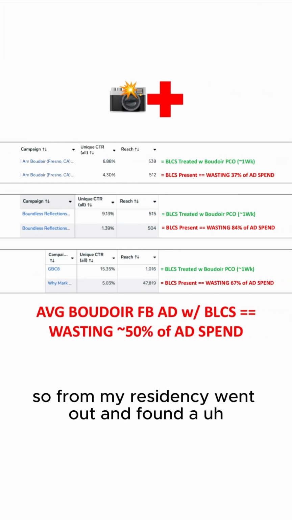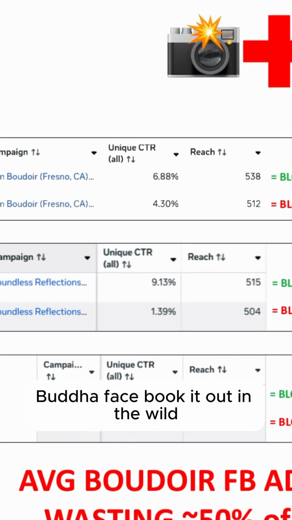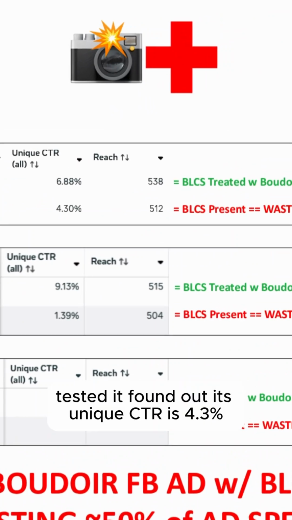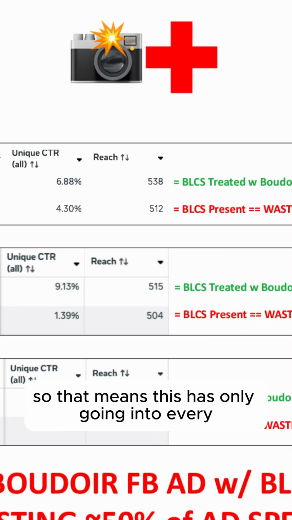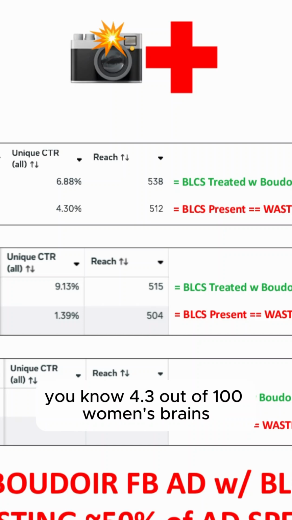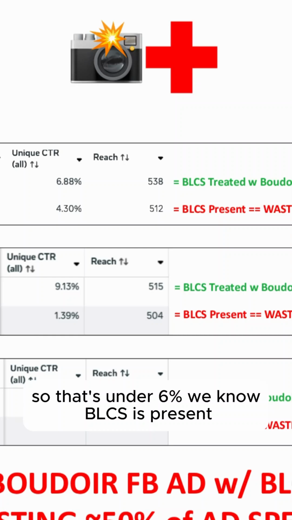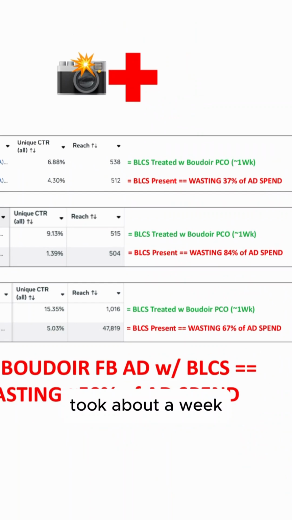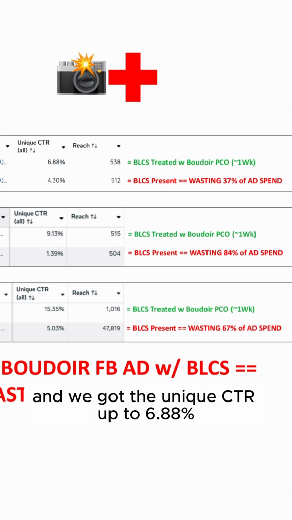So from my residency, I went out and found a Boudoir Facebook ad out in the wild, brought it here to the hospital, tested it, found out its unique CTR all is 4.3%. So that means this ad is only going into 4.3 out of 100 women's brains. So that's under 6%. We know BLCS is present. Duplicated it, treated with Boudoir Pico, took about a week, and we got the unique CTR all up to 6.88%.